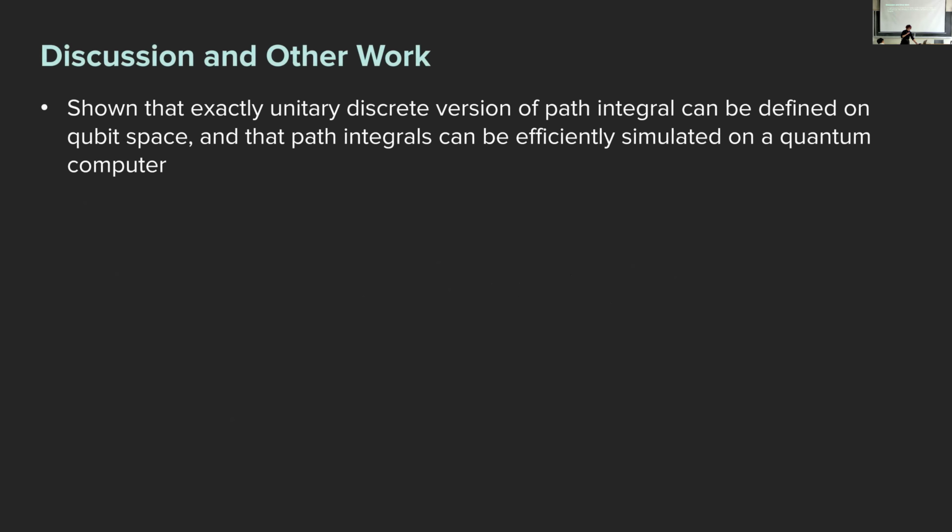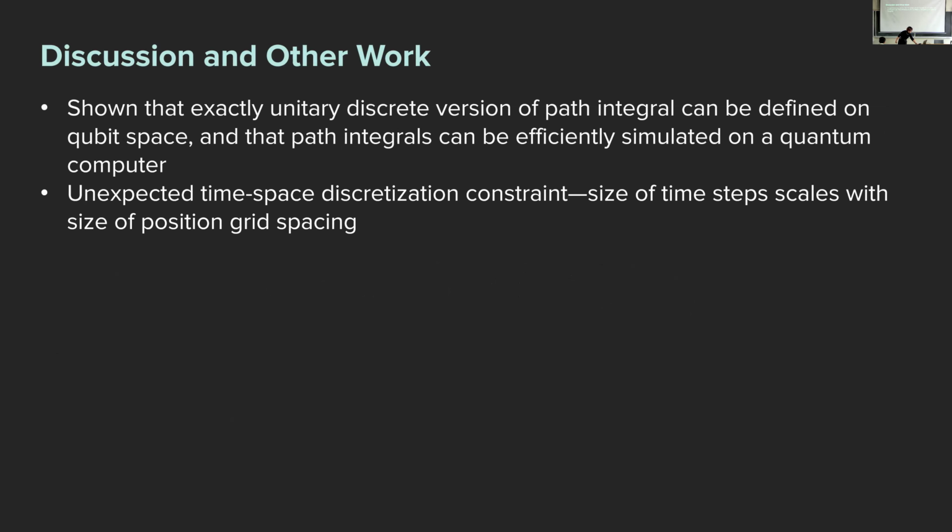So yeah, that's sort of it for this one algorithm out of the 3 in the paper. So here, I've shown that the exactly unitary discrete version of the path integral can be defined on a qubit space, and that this path integral formulation can be efficiently simulated on a quantum computer. And yeah, again, there was this unexpected time-space discretization constraint where the size of your time steps scales with the position grid spacing.